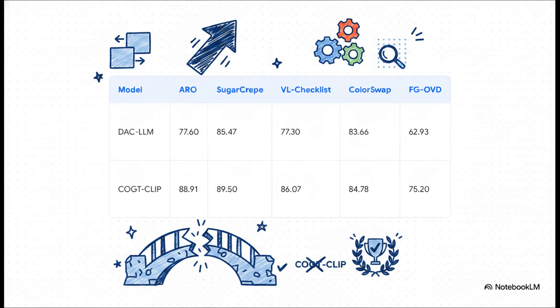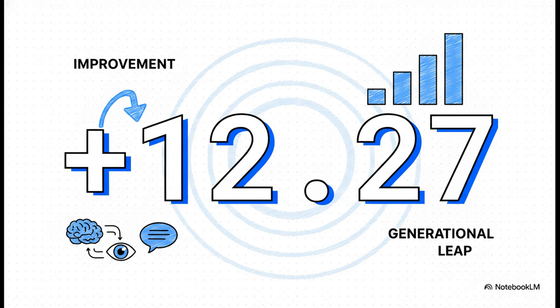Just look at the jump compared to something like DAC LLM, which was already a top-tier approach. To put that into perspective, applying this COGT training method to a standard clip base led to a massive 12.27-point average improvement over highly advanced models. In the AI benchmarking world, that is a huge leap in accuracy.